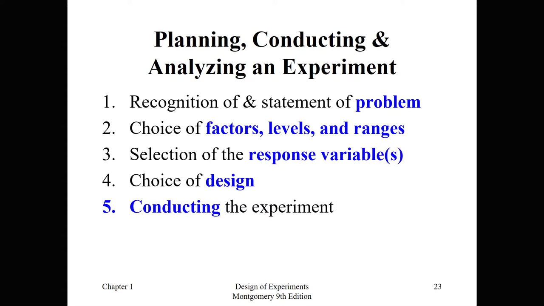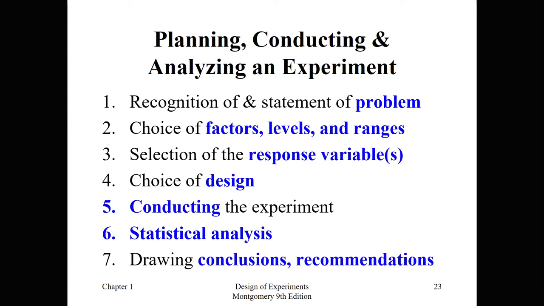Step 5 is the conducting of an experiment, and this is what people think of as doing an experiment. You have the person in the white lab coat who's actually running the experiment. So that's step 5, is actually doing the implementation part. Step 6 is doing the statistical analysis, and this is a much bigger step than most people understand, and we'll talk a little bit more detail about why that is. And then step 7 is drawing conclusions or recommendations from the results of the analysis, and again, that is also a bit of a bigger step than many understand.